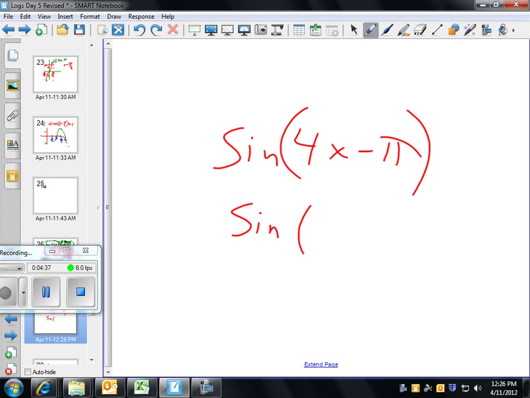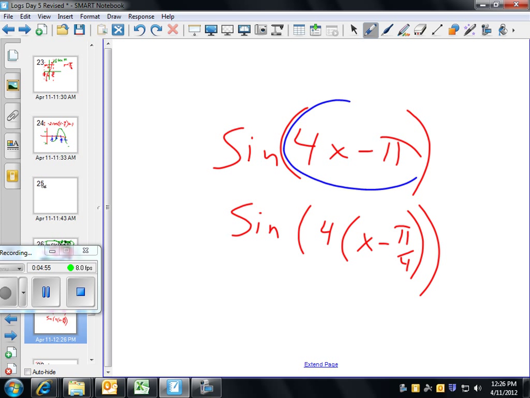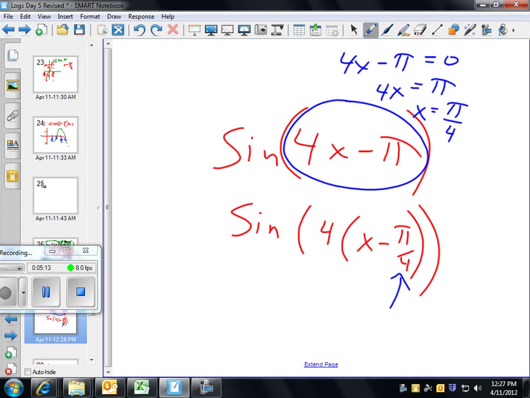Do you remember that little debate we were having about which one of these two was a phase shift? Do you remember the section where Mrs. Richens was saying we should take this and set it equal to 0 as a shortcut? Watch what happens when I do that. 4x minus pi equals 0. 4x equals pi. x equals pi over 4. Do you get that the phase shift is pi over 4? She's getting that number right there.